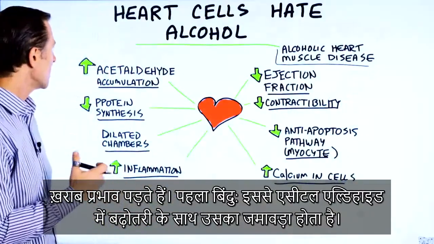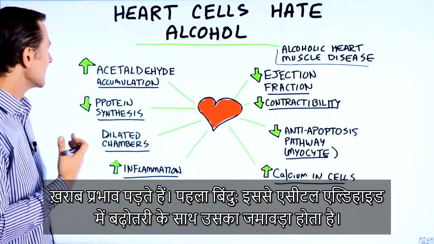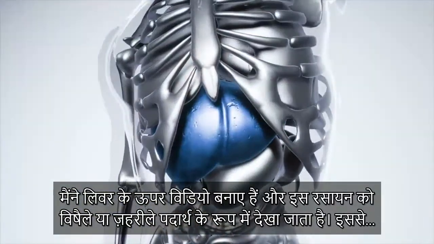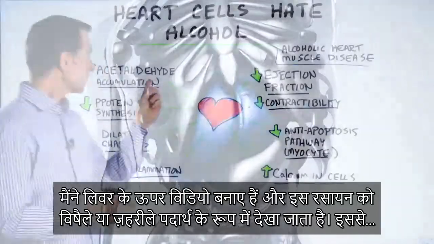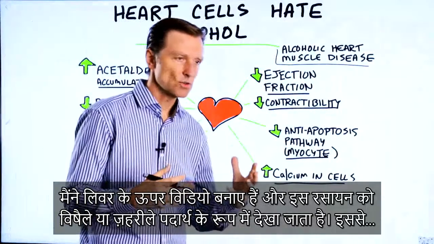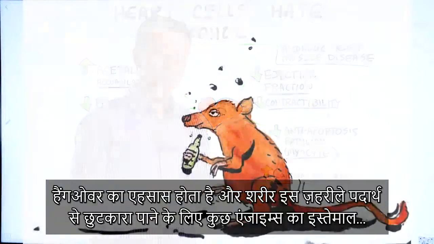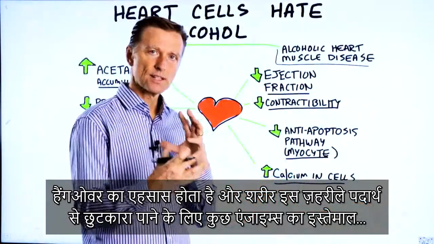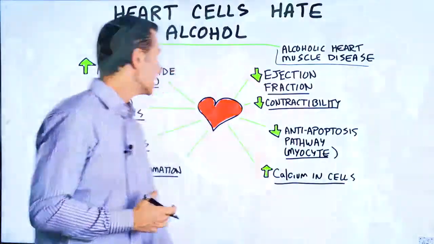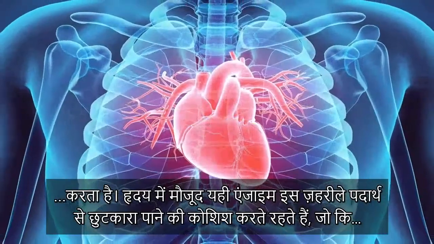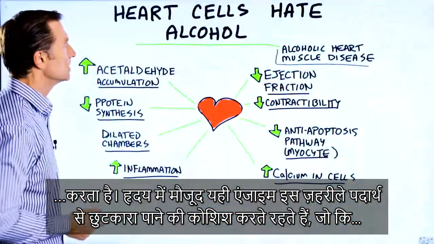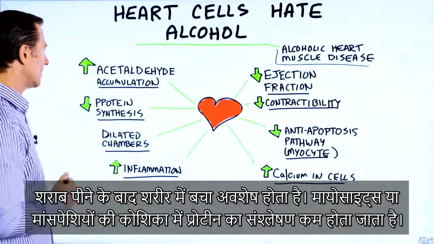One is it causes an increase of acetaldehyde accumulation. Now, I've done videos on this on the liver, and this chemical is considered a toxin or a poison. It's responsible for the feeling of a hangover, and the body will try to use certain enzymes to get rid of this toxin. Well, the same enzymes in the heart also are trying to get rid of this toxic poison, which is a residue from the alcohol.